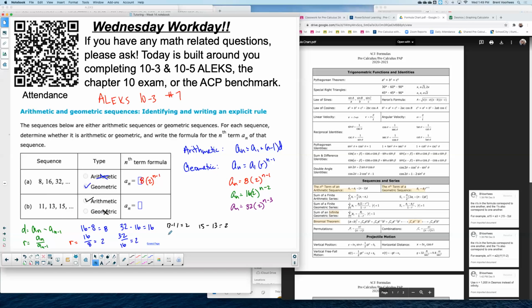Let's try it. Here you would take your second term and divide the first, which does not reduce. And then you take the third term and divide the second. You see these are not equal to one another. 13 is not 15, 11 is not 13. Those are not equal. So it's not geometric, it's arithmetic. So in this one we would use the arithmetic formula.